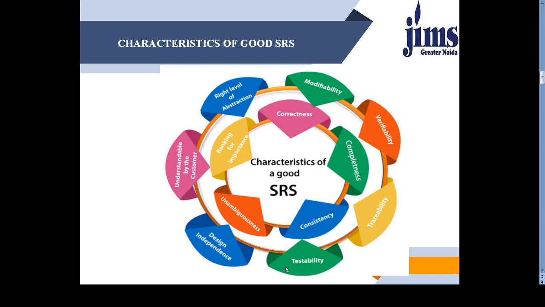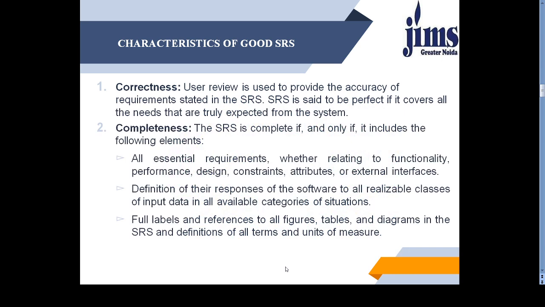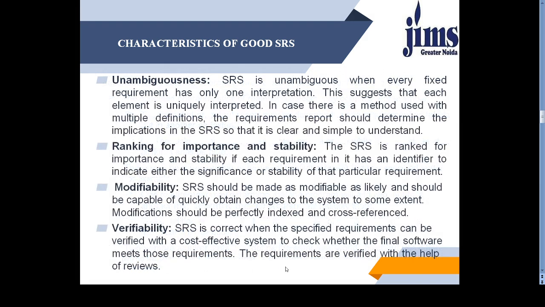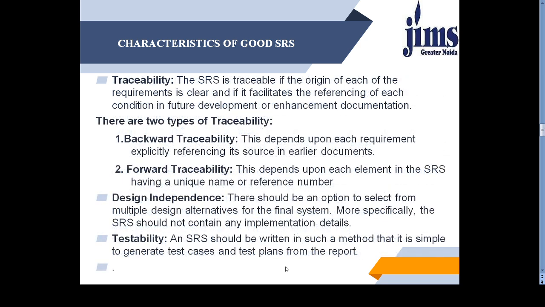So these are the characteristics. It should be modifiable, verifiable, traceable, testable, unambiguous, consistent, ranked, and so on. So the characteristics are correctness, completeness, consistency, unambiguity, ranking for importance and stability, modifiability, verifiability, traceability. Traceability can be backward and forward, meaning if you are given a problem, you can go back some steps and you can go forward some steps.